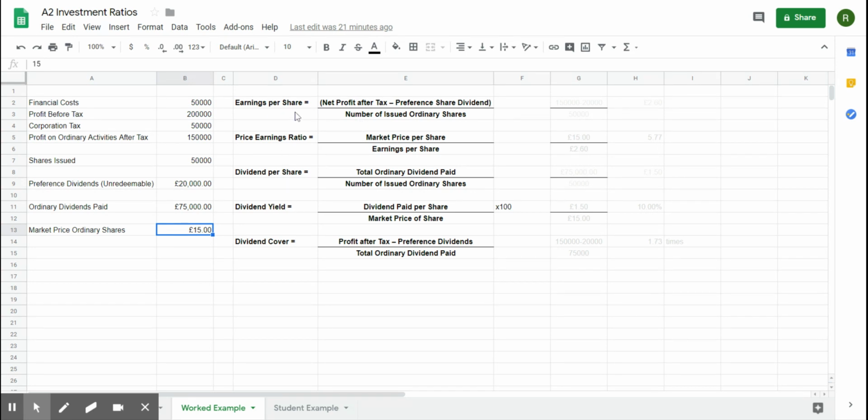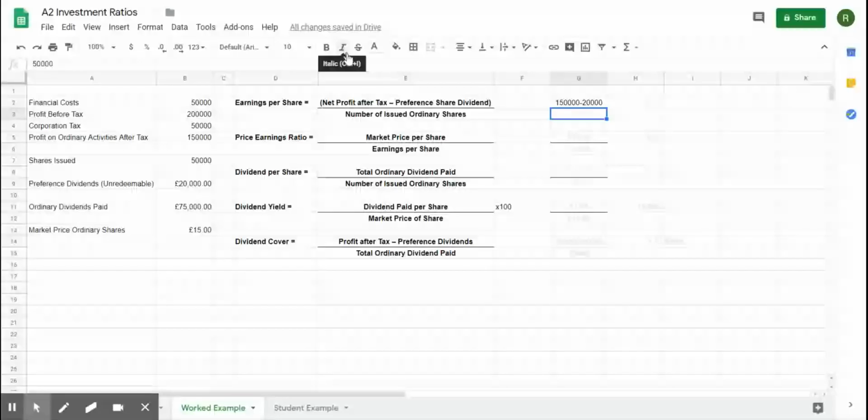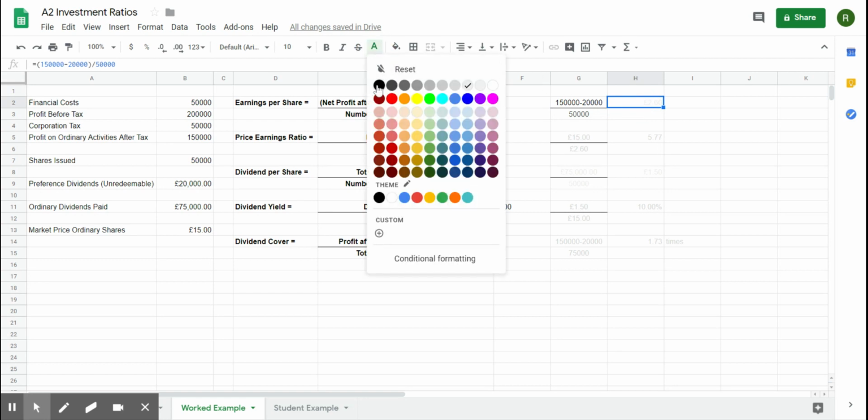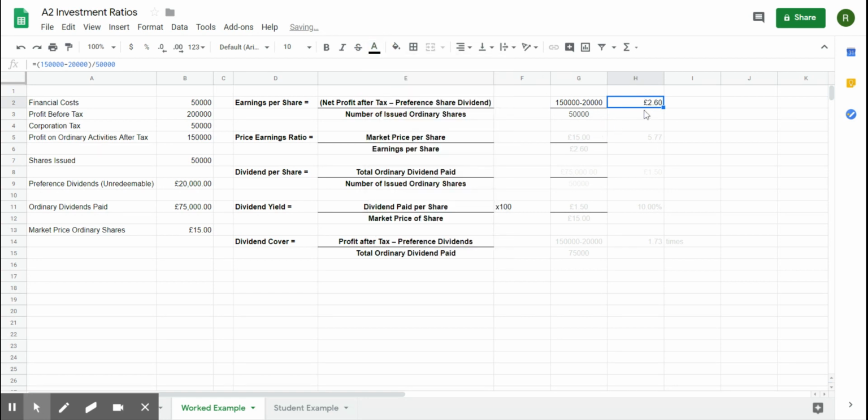So working out the earnings per share, okay, we're going to look at 130,000 being on the top, because we've got the 150,000 profit, but we're going to take away preference dividends. So there's 130,000 available for the ordinary shareholders, and there are 50,000 ordinary shares, so the amount of earnings per share is £2.60 in this example.